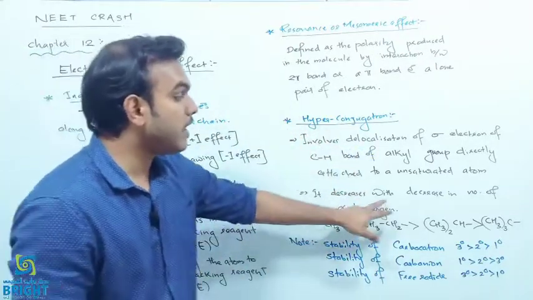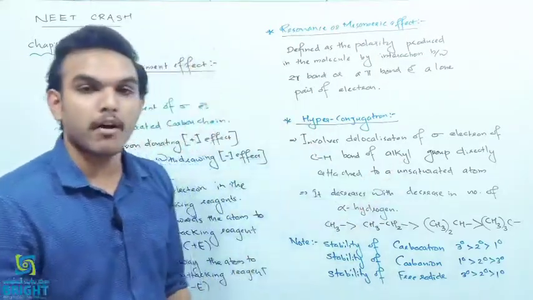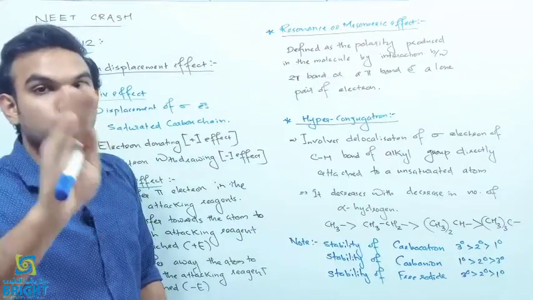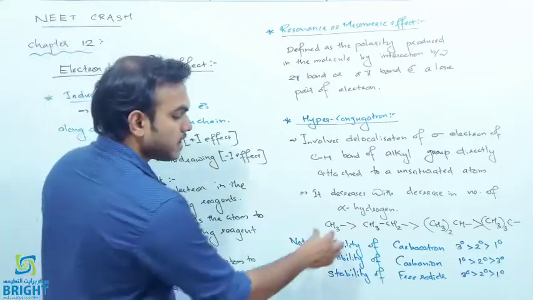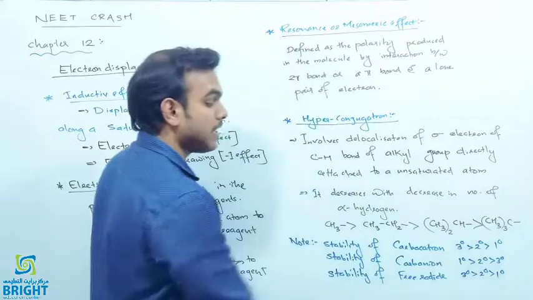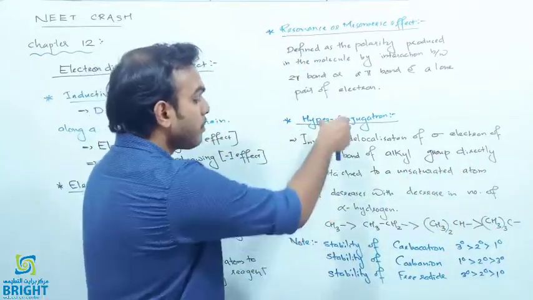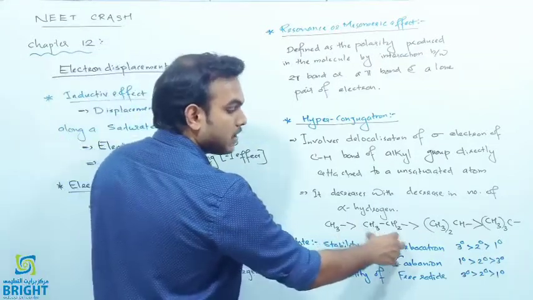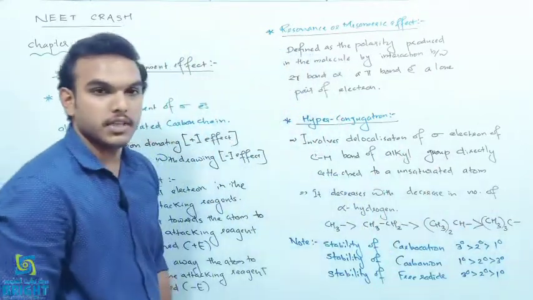Hyperconjugation decreases with the decrease in the number of alpha hydrogens. The alpha carbon is the first carbon that is attached to any chlorine, bromine, or other group. For example, this is CH3, CH2, then secondary, and this is tertiary. In this condition the hyperconjugation order will be greater for methyl, then ethyl, then secondary, then tertiary. This will be the order.